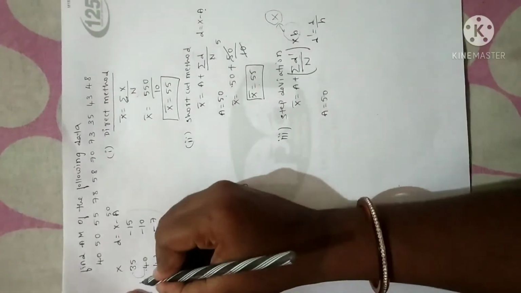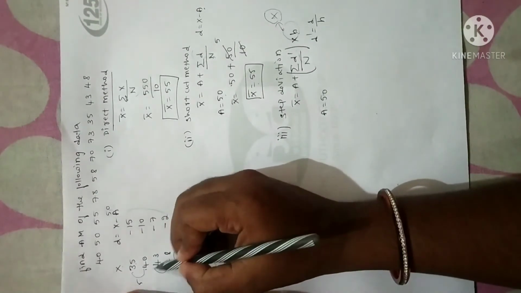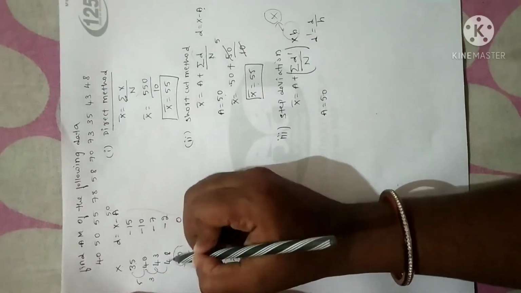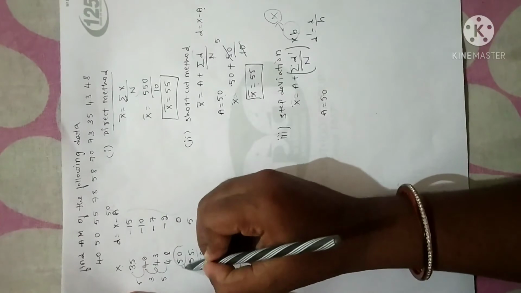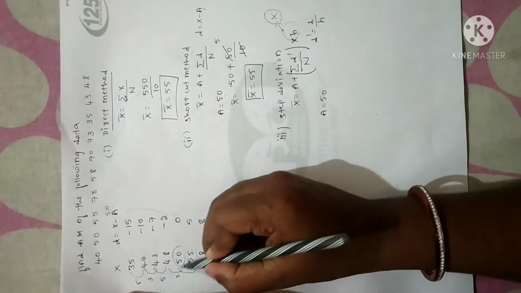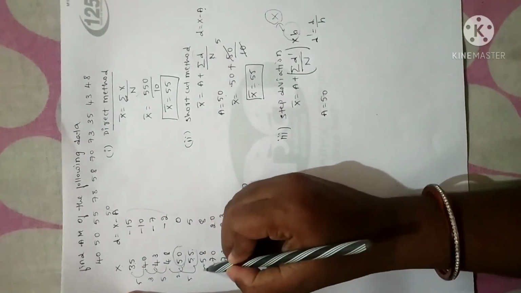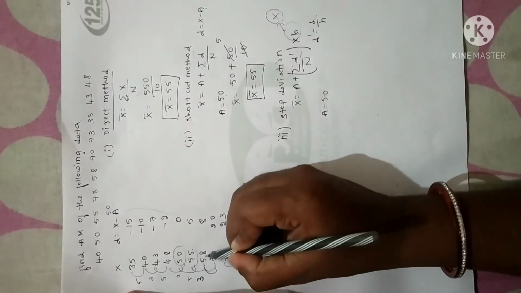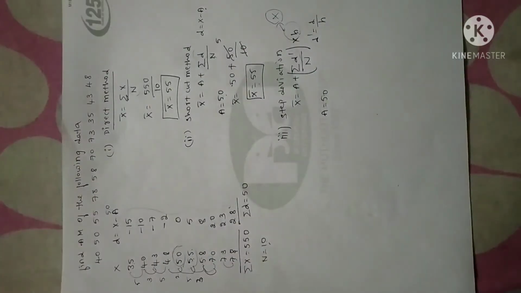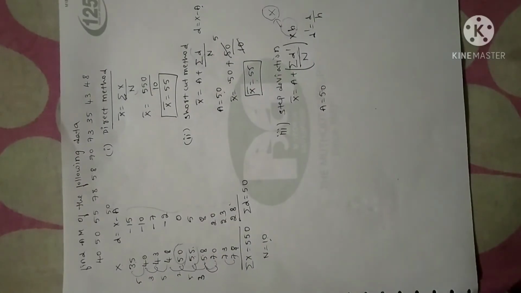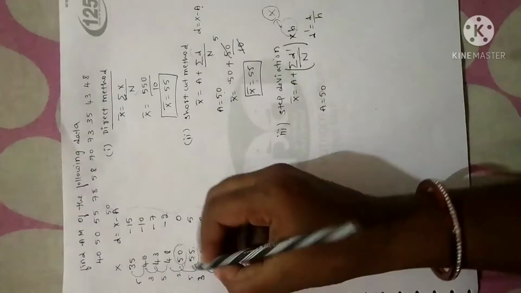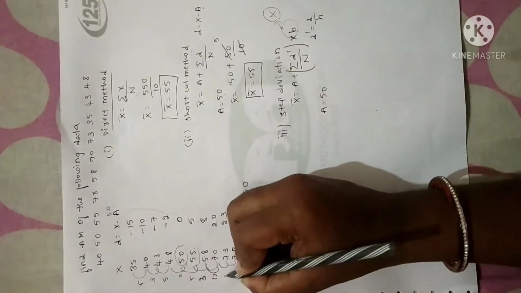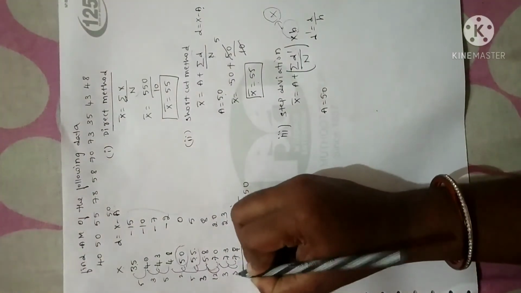40 minus 35 is 5. Next, 43 minus 40 is 3. Next, 48 minus 43 is 5. Next, 50 minus 48 is 2. 55 minus 50 is 5. Next, 58 minus 55 is 3. Next, 70 minus 58 you have to do. 70 minus 58 is 12. Right? 73 minus 70 is 3. 78 minus 73 is 5.